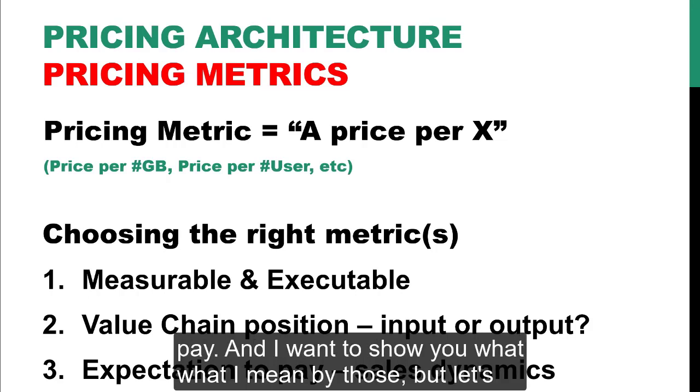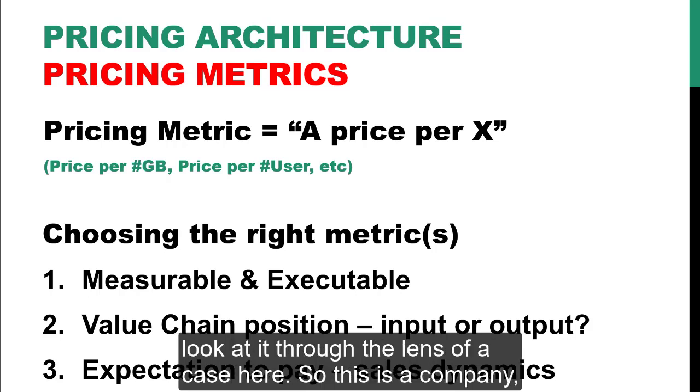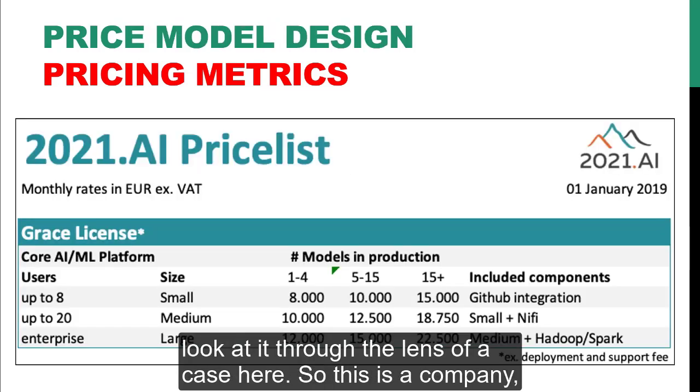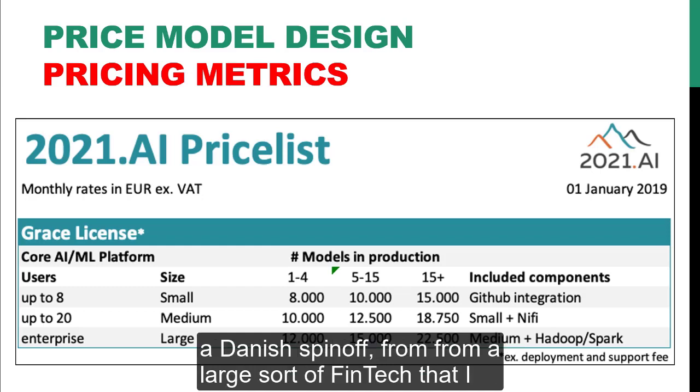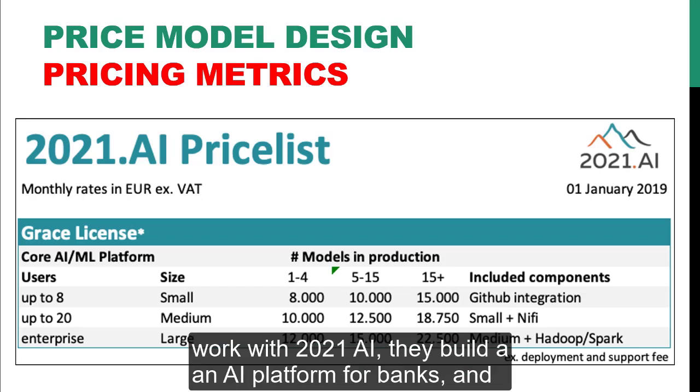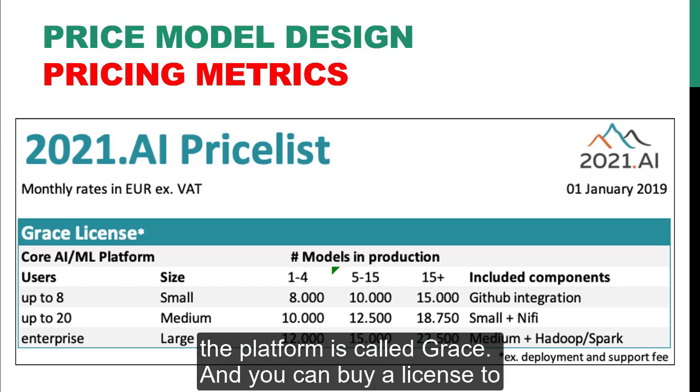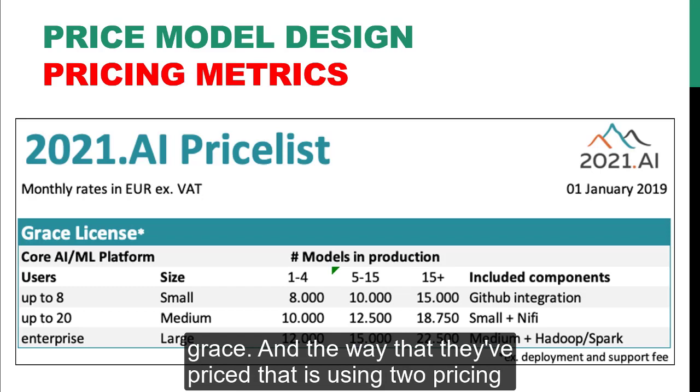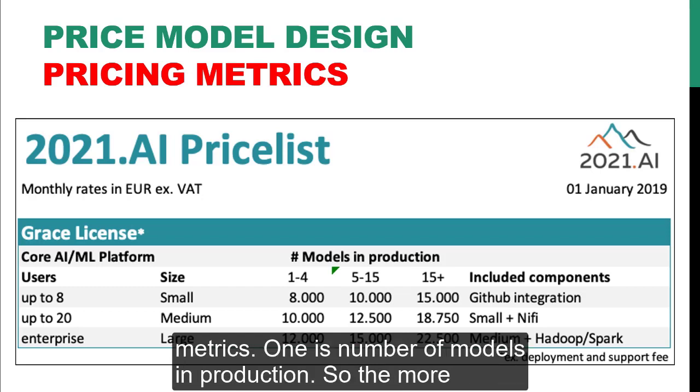And I want to show you what I mean by those. But let's look at it through the lens of a case here. So this is a company, a Danish spin-off from a large sort of fintech that I work with, 2021 AI. They built an AI platform for banks, and the platform is called Grace, and you can buy a license to Grace. And the way that they've priced that is using two pricing metrics.